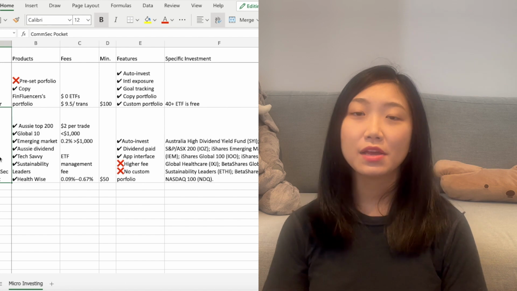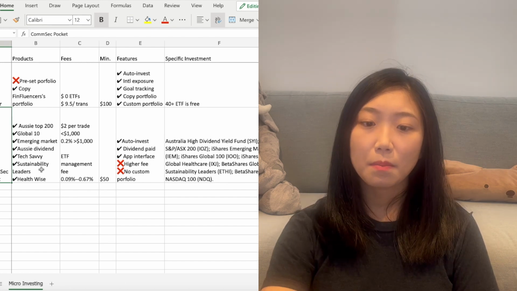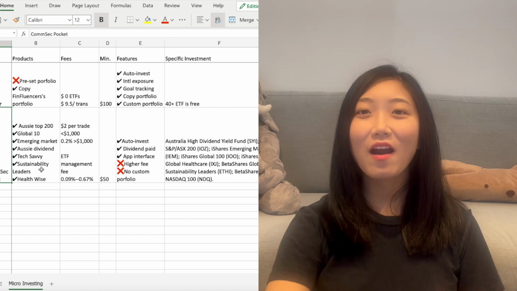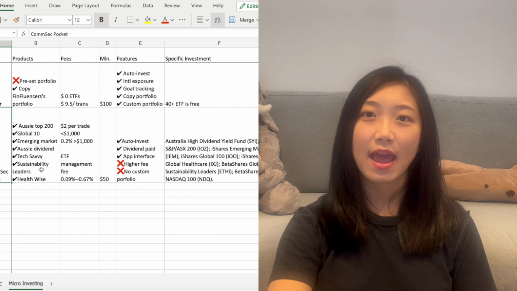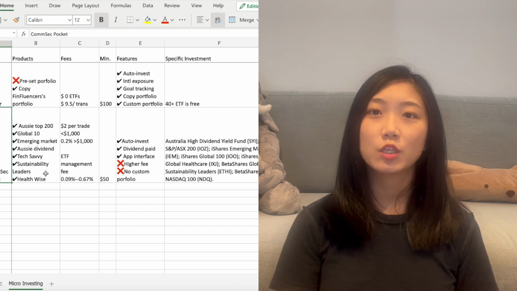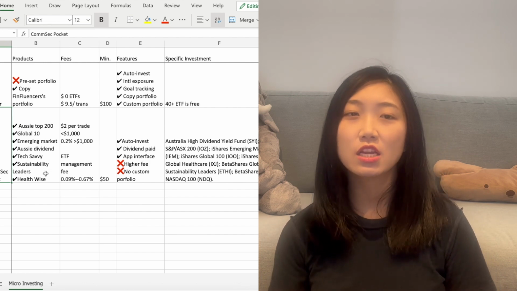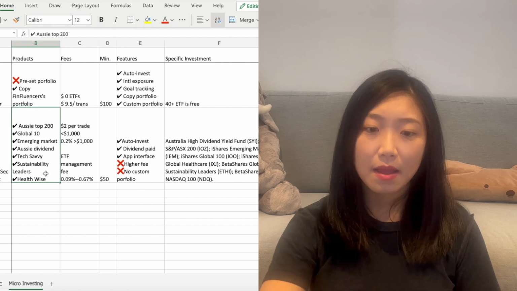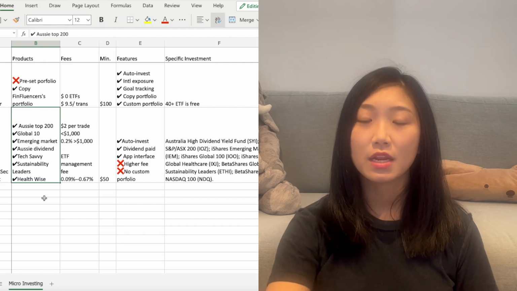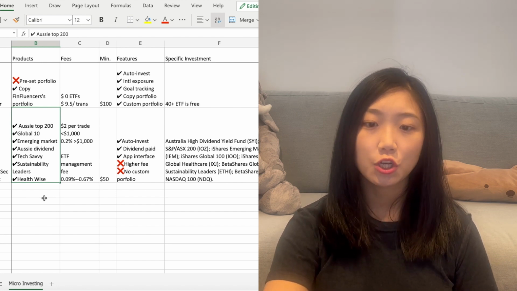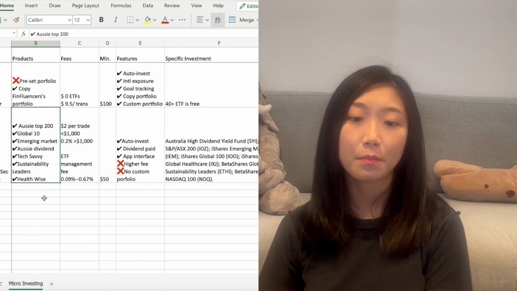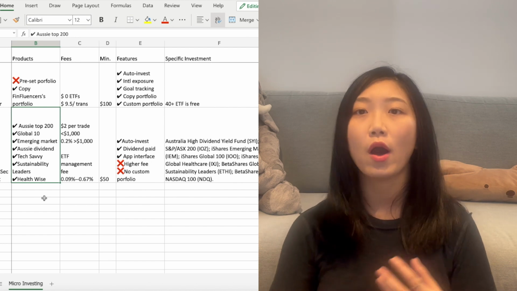So CommSec Pocket is backed by CommSec. It is a micro-investing app that allows you to invest from $50. The mobile app is really easy to use and it's aimed at beginners. CommSec Pocket allows you to invest in ETFs, which stands for Exchange Traded Fund, listed on the ASX, namely Aussie Top 200, which gives you a stake in the top 200 companies in Australia, and Global 100, which gives you exposure to the top 100 global blue chip companies, including many of the global well-known brands.